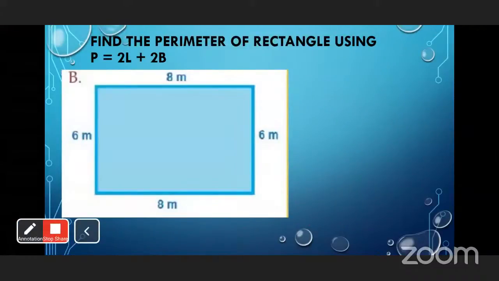Now, the perimeter of a rectangle formula: perimeter is 2L plus 2B. Sir, 2L means 2 into 8, plus 2 into 4. Okay.